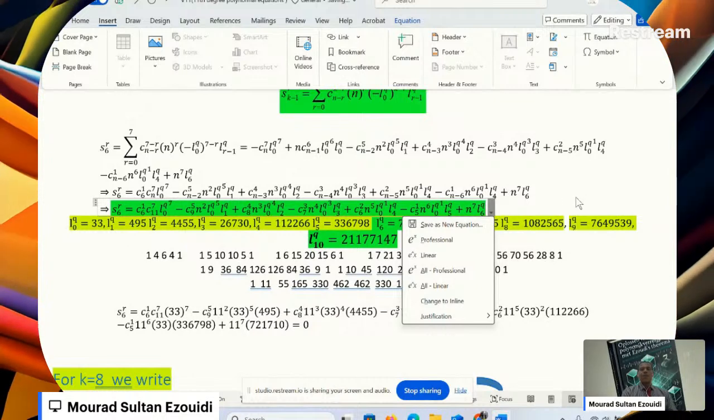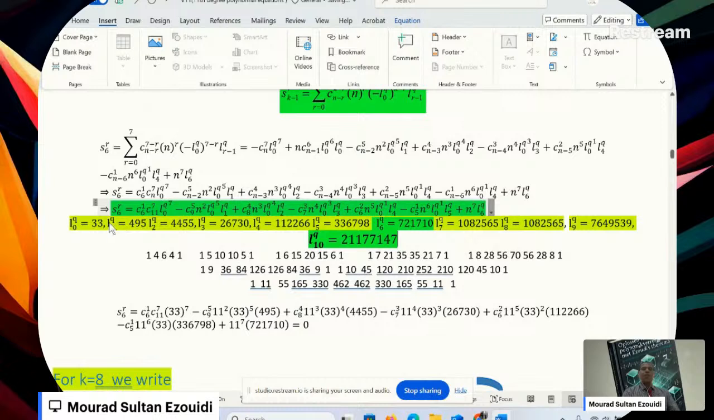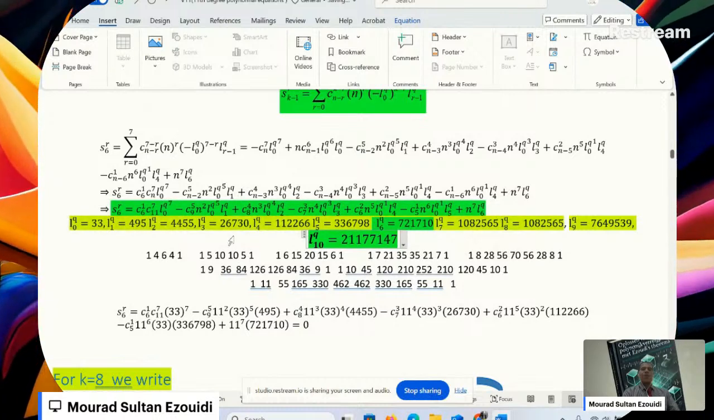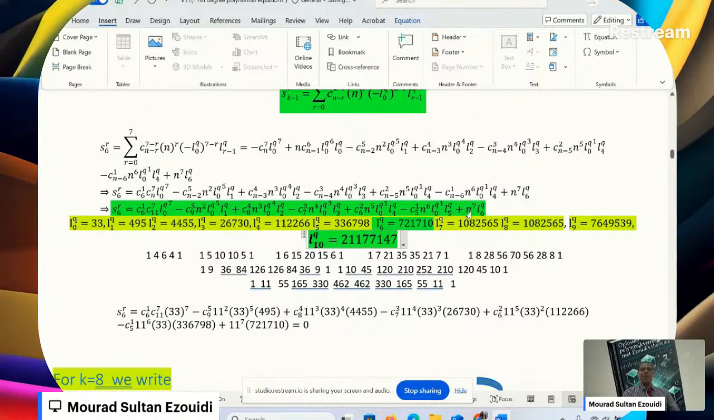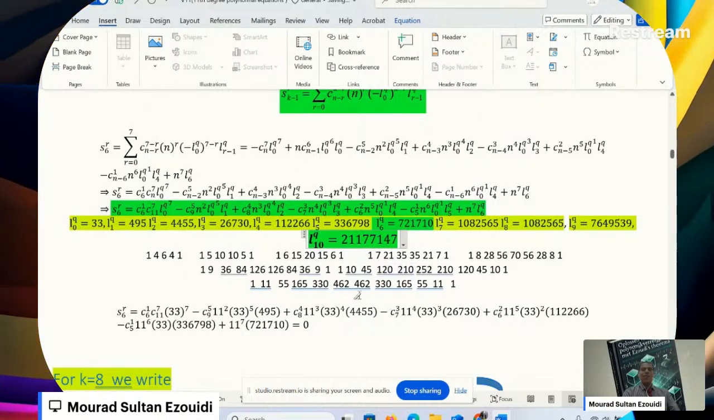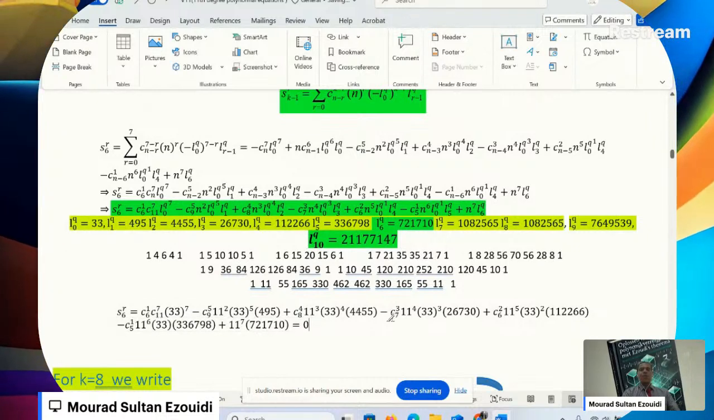So now, if you are going to substitute L0, L1, L2, L3, L4, and L5 up to L6, because the last one is L6, you will find that it is equal to 0.